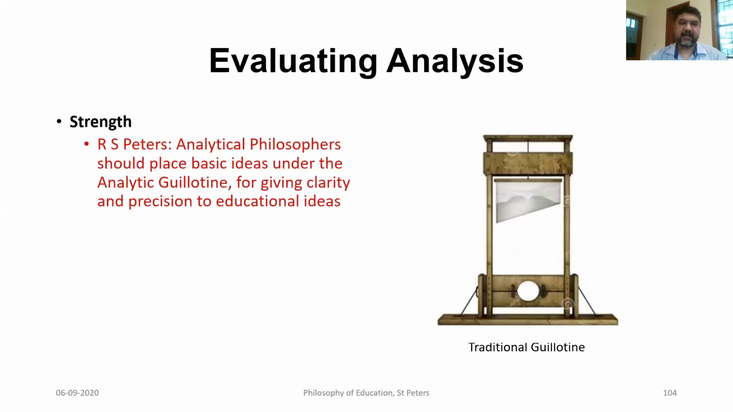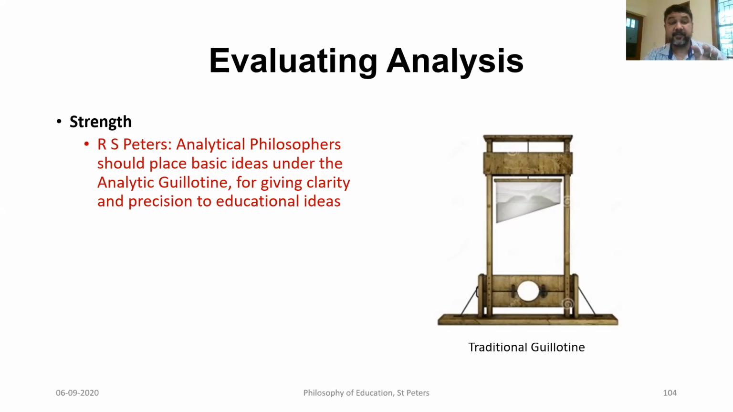Okay, finally, we evaluate the strengths and weaknesses of analysis. R.S. Peters, a philosopher, has said that analytical philosophers should place basic ideas under the analytical guillotine for giving clarity and precision to educational ideas. So here, on the right-hand side, you see a blade which is hanging on top, and then there's a wooden box-like thing in the bottom with a round hole. This was used in medieval France to execute criminals. The criminal is asked to put his head through that hole, and then the knife comes down to chop off his head. So that is the guillotine.